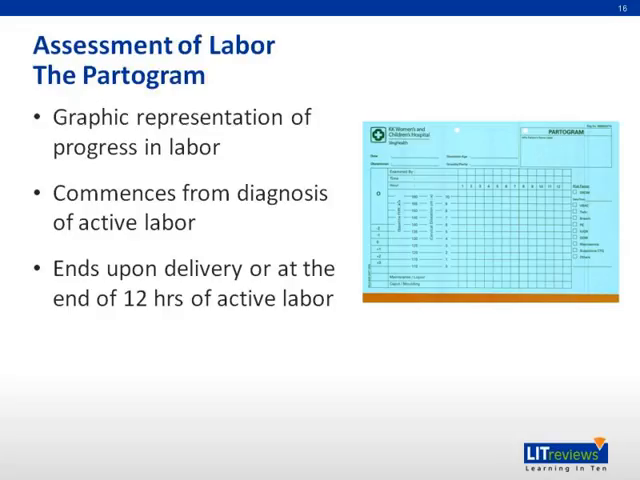The partogram. This is a graphic representation of the progress of labor and includes the serial charting of the cervical dilatation and effacement, frequency of uterine contractions, any induction or augmentation agents utilized, the fetal heart rate, and the maternal vital parameters. Attention is drawn visually to any deviation from the normal progress of labor. It commences from the diagnosis of active labor and ends upon delivery of the fetus, or at the end of 12 hours of active labor.